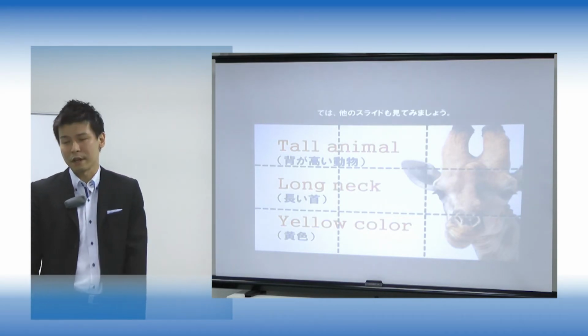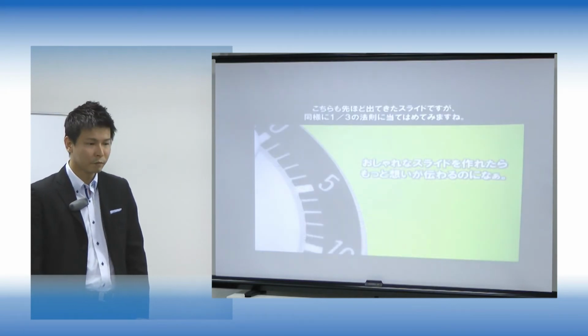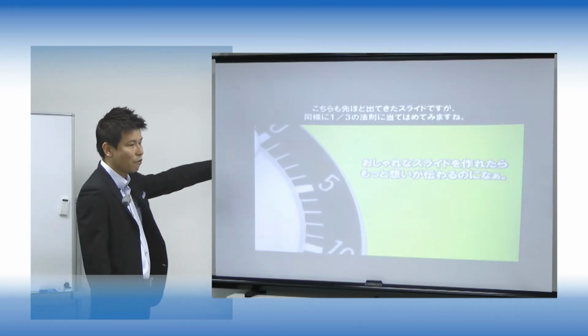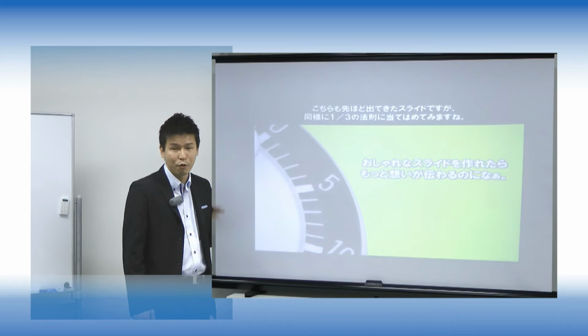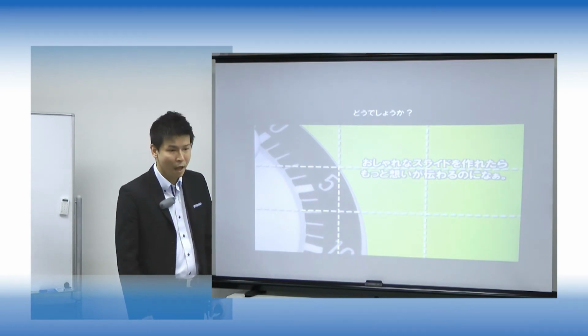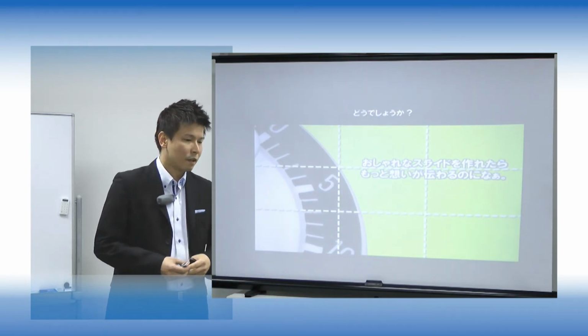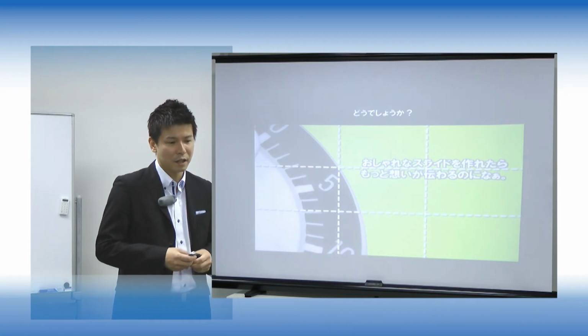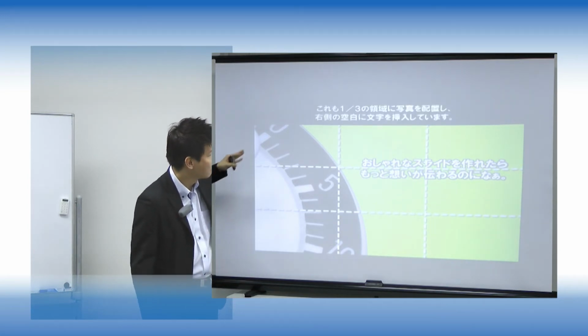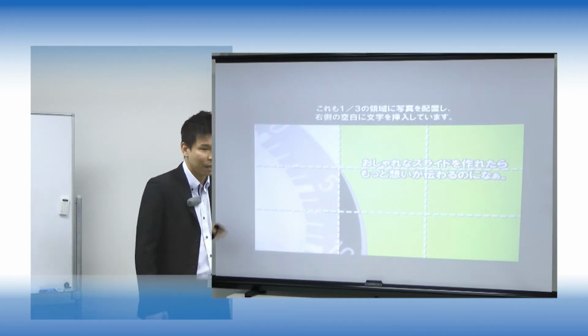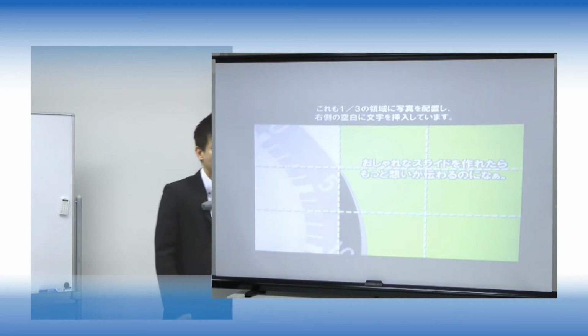Then, let's look at another slide. This is the slide you saw earlier. Let's apply the rule again. How about this? This also has an image in the 1/3 area and a space on the right to enter text.